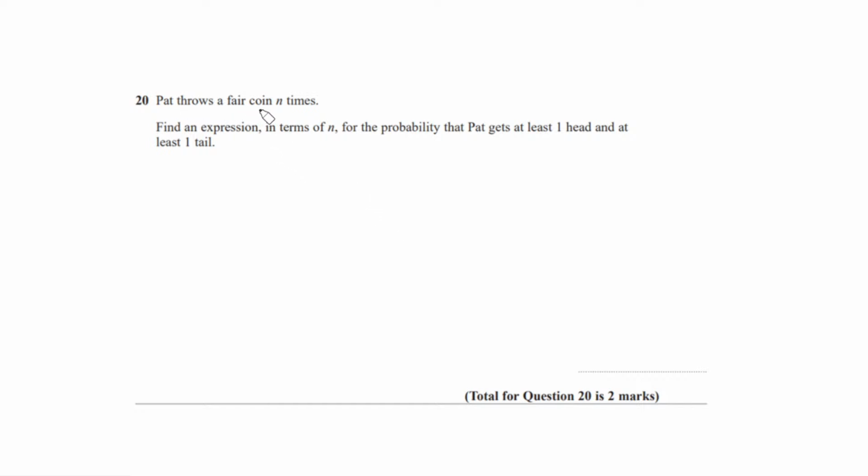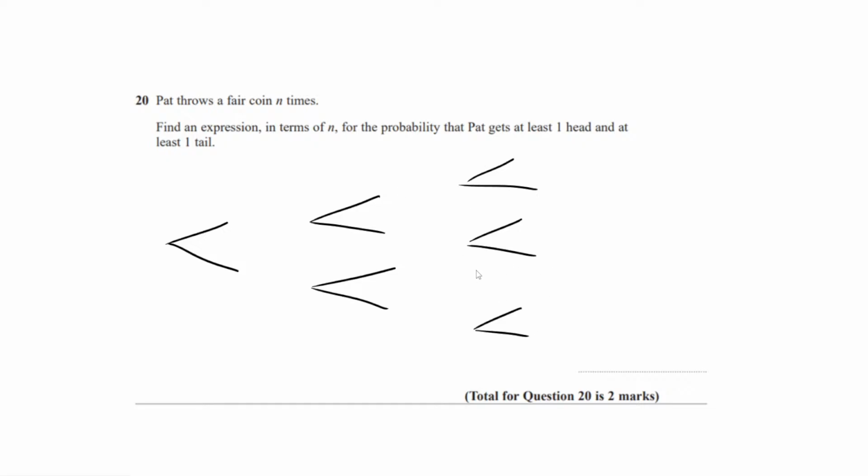So for this one, Pat throws a fair coin n times. You see, again, n times. So that's that probability tree that could go on forever. We just don't know how many times it goes on for. Find an expression in terms of n for the probability that Pat gets, again, do you see how this is exactly the same? At least one head, at least one tail. Obviously with a coin, you can only get heads or tails. Now, because it's a fair coin, the probability of getting heads is obviously a half. The probability of getting tails is obviously a half. And every time it's the same, isn't it?